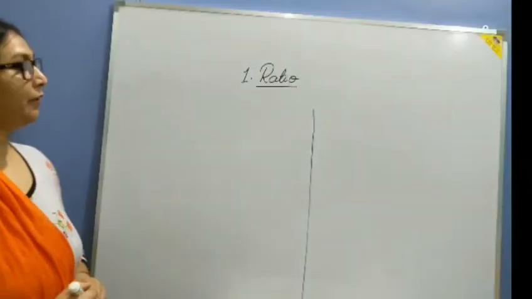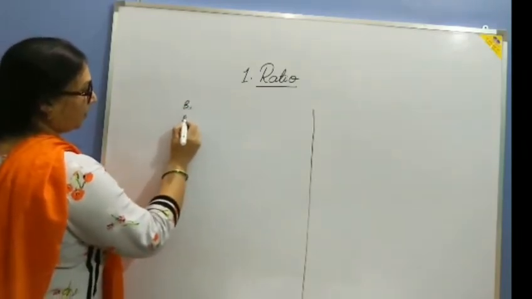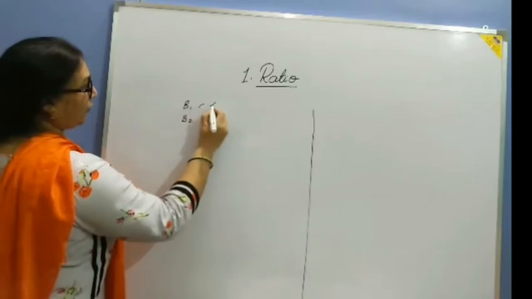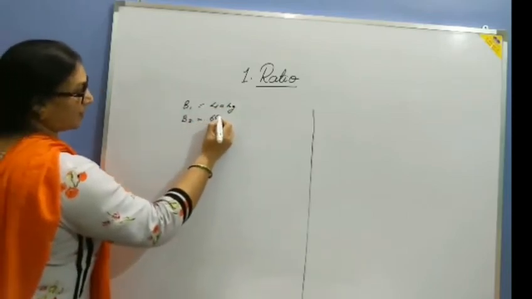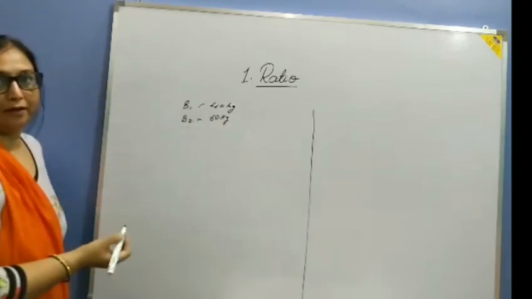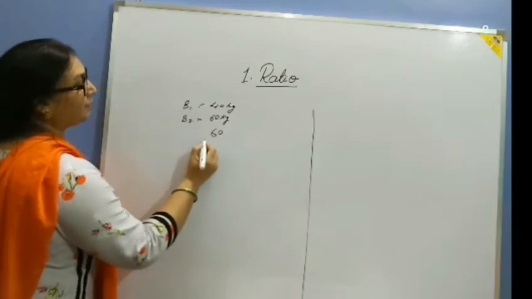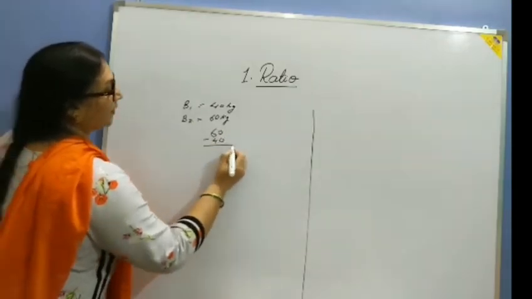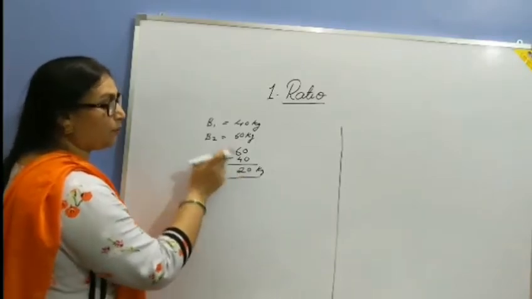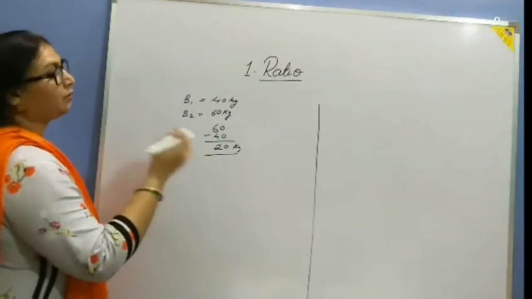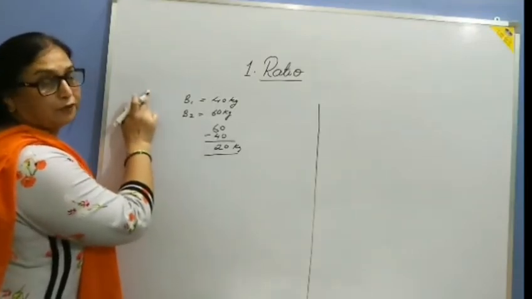Let me set one example in front of you. For example, there are two boys B1 and B2. The weight of the first boy is 40 kg and the weight of the second boy is 60 kg. If I ask you to compare, what strikes your mind? You will take the heavier one and subtract the other, and you reach a conclusion that the weight of the second boy is 20 kg more than the first boy. Or simply you will say the second boy is 20 kg heavier than the first boy.